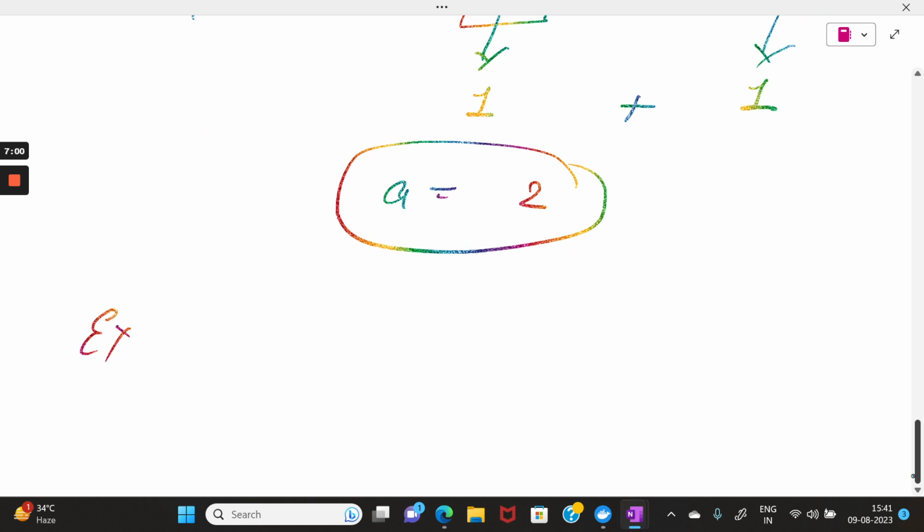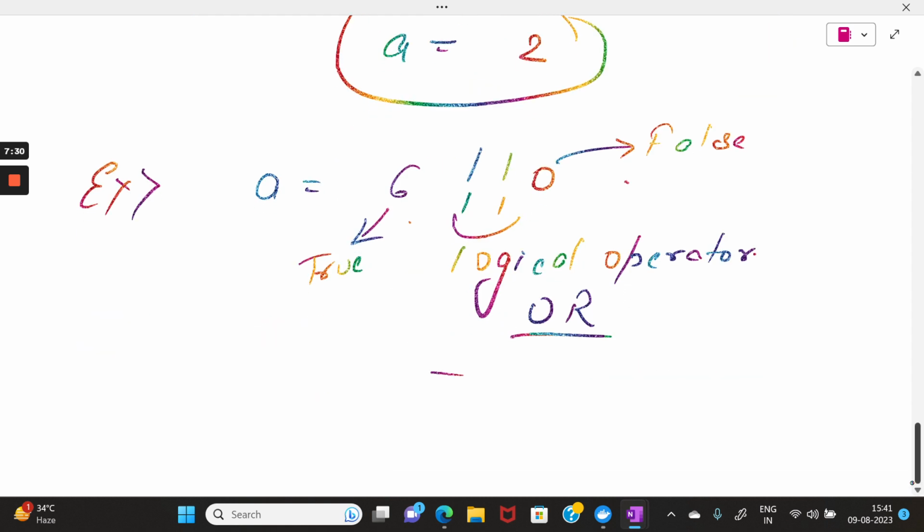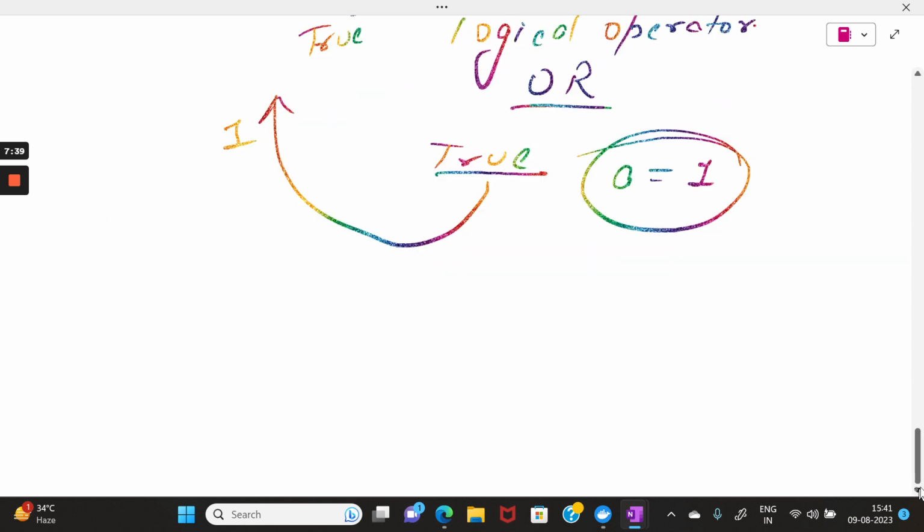Let's see another example. a equal to 6 or 0. Now this is a logical operator we already talked about, and it is the OR operator. 6 is a non-zero integer, that is true, and 0 is false. So true or false, definitely it is true. So if it is true, then the value of a will be 1.